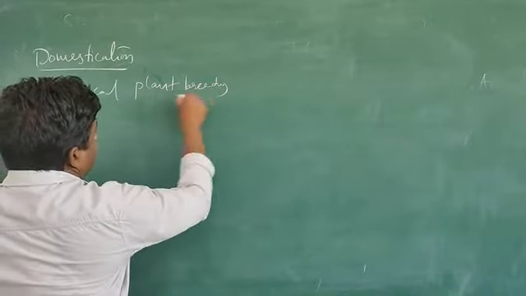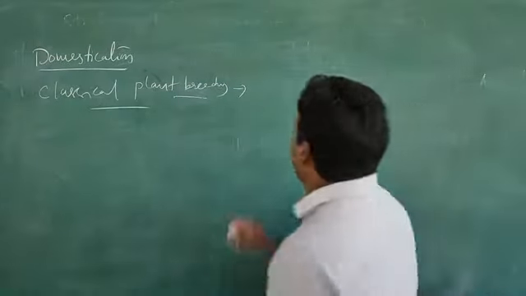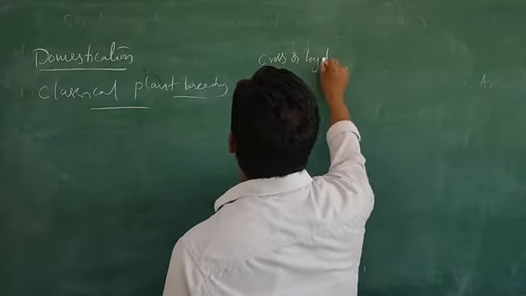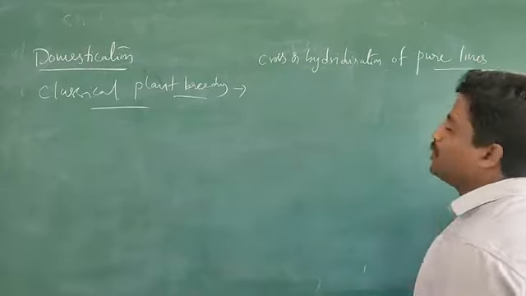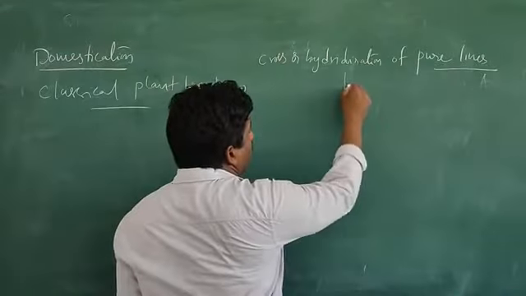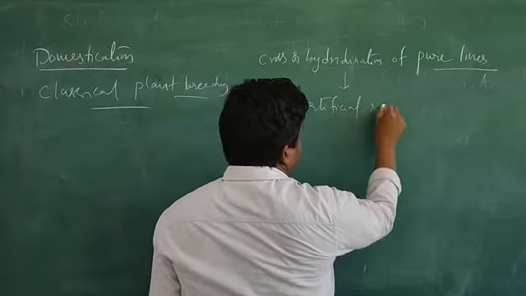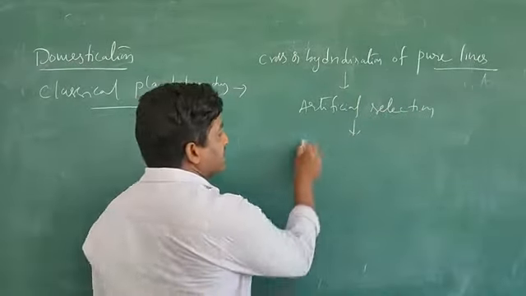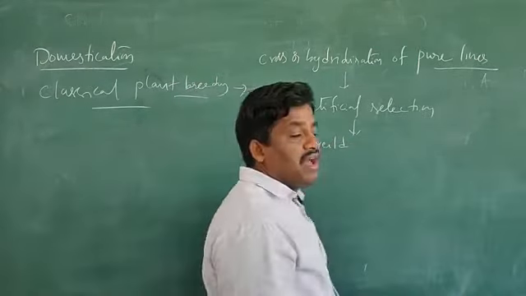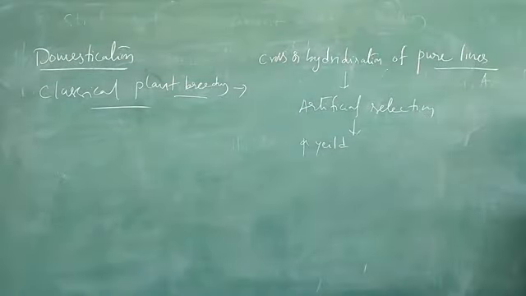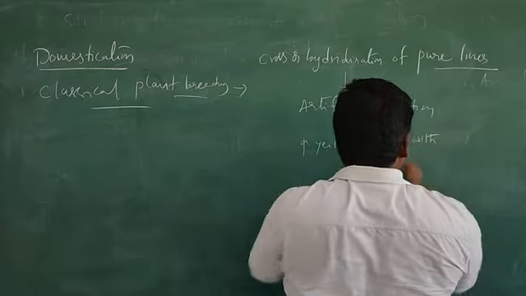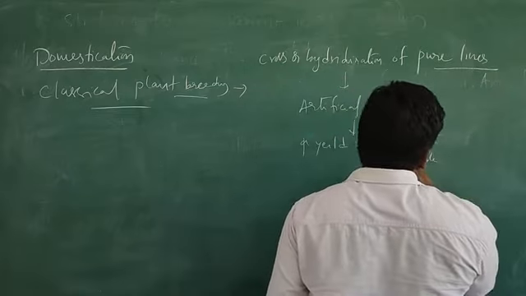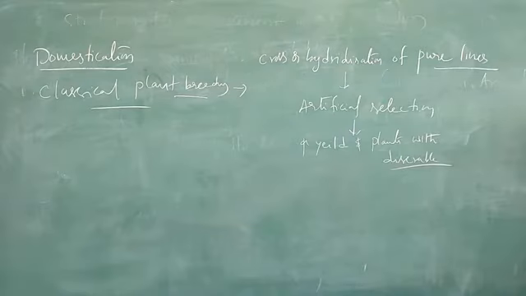Next, classical plant breeding. In classical plant breeding, there is cross or hybridization of pure lines, followed by artificial selection. As a result, the yield increases, and disease resistant plants, the plants with desirable characters, can be produced.